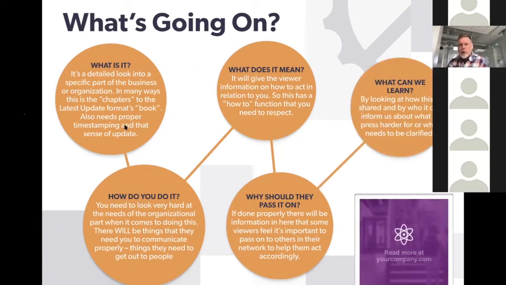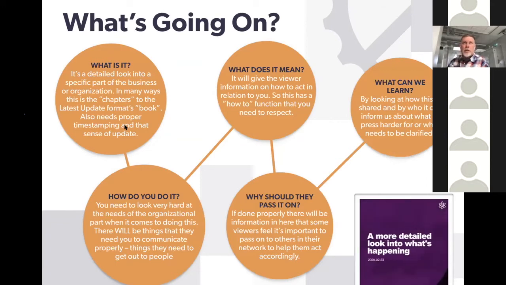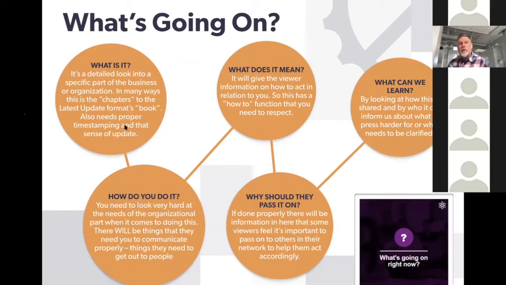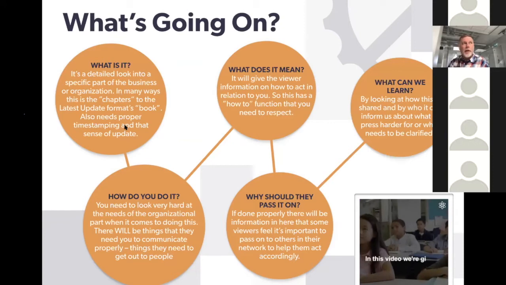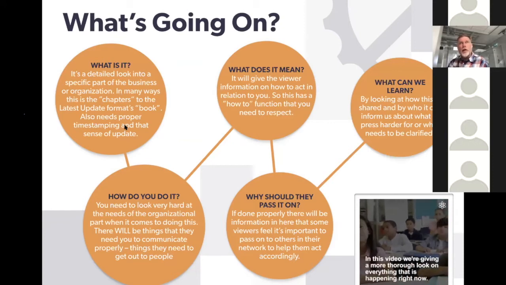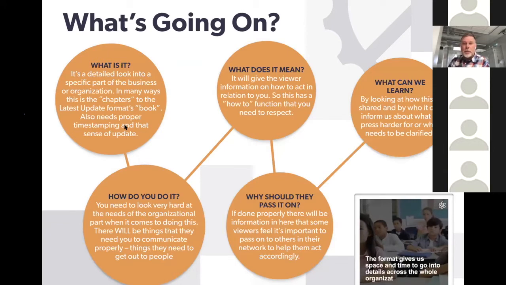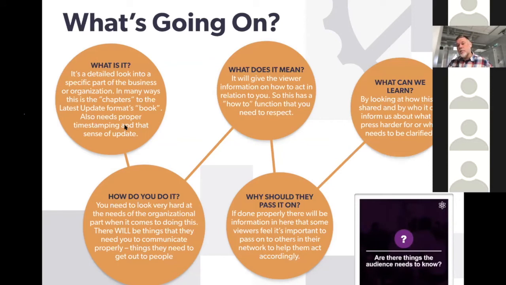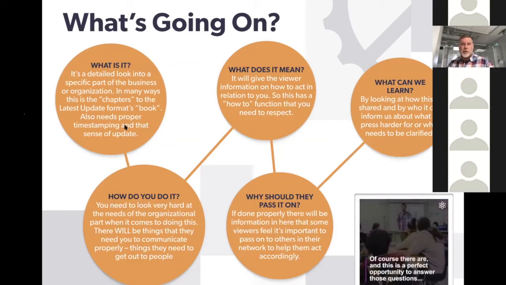And so what can we learn from this? Well, once again, it's about looking at if and when this gets shared along and if it gets consumed, try to find out what in it is the most relevant piece for the viewers, because that will inform us on matters of what we can do more about, what we can clarify, what we need to press harder for.